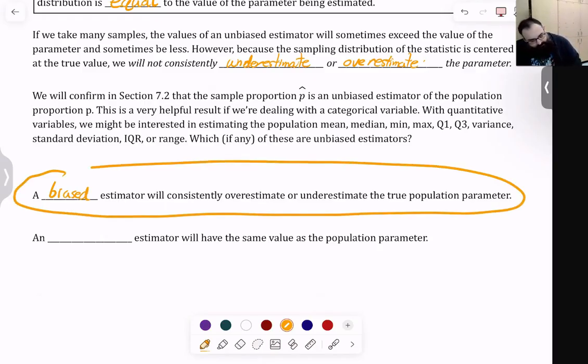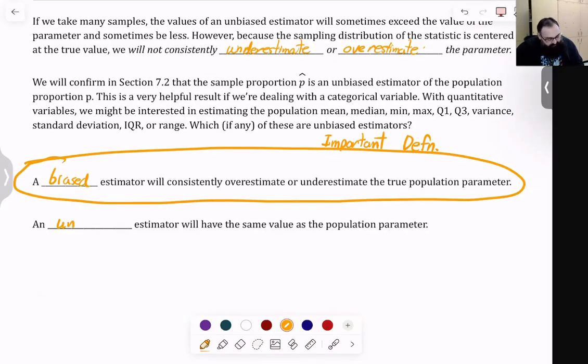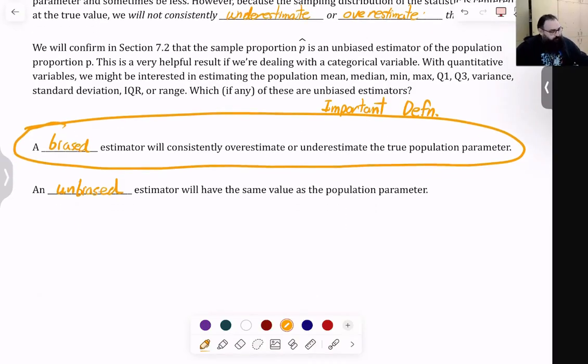This right here is an important definition. I've seen this pop up on the actual practice AP tests, something about what makes something biased. And it's specifically that wording, that it consistently over or underestimates. An unbiased estimator will have the same value as the population parameter. So it's not over, it's not under. Let's flip the page once you're ready.